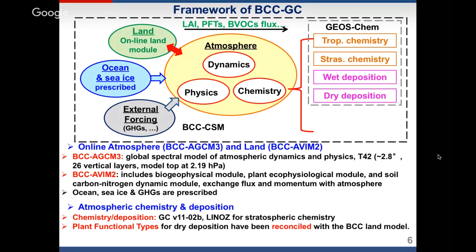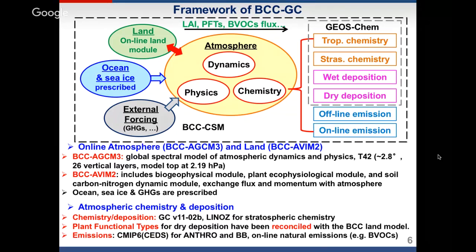For emissions, we do not use HEMCO at this stage, but we directly process anthropogenic and biomass burning emissions from CMIP6 in the model. We have also included a number of natural emissions. For example, the biogenic VOCs are calculated based on methane in the land module and then passed to GEOS-Chem. So all of these components together build the first generation of BCC-GEOS-Chem.